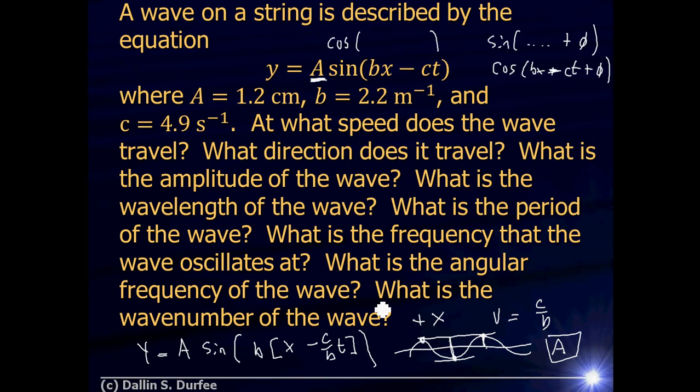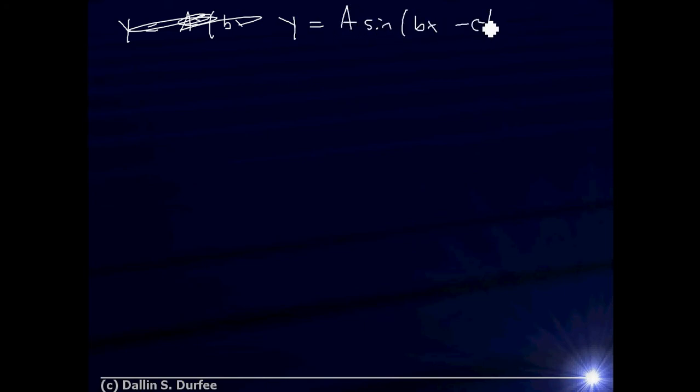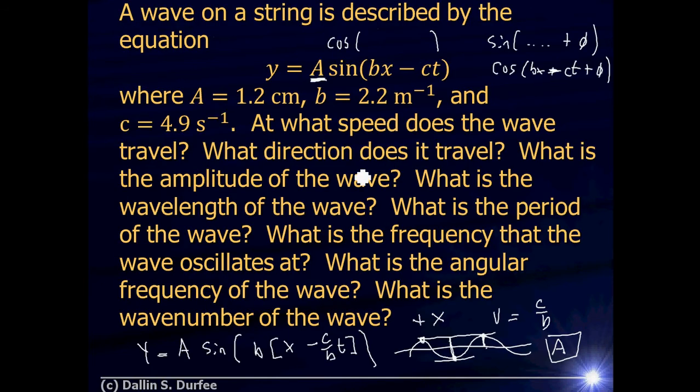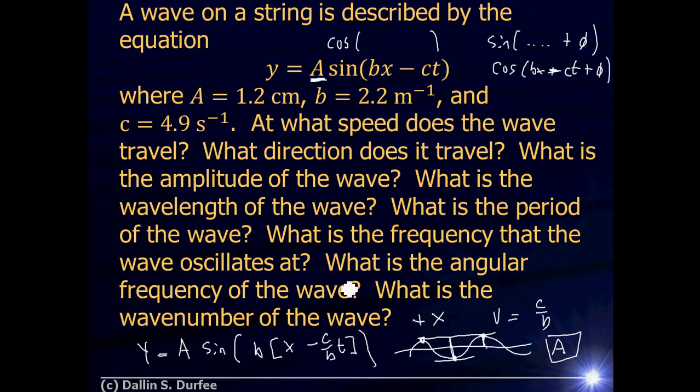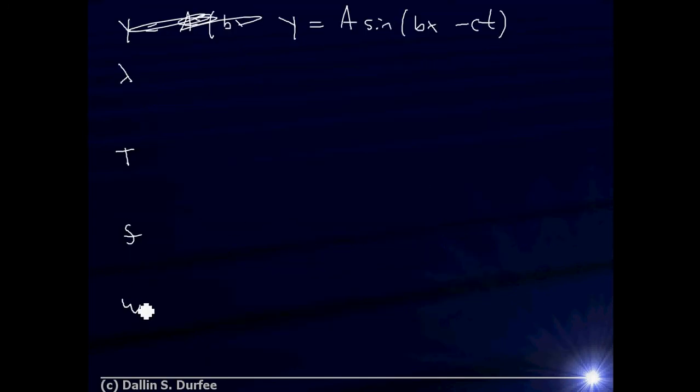All right, now we want to know the wavelength and the period. So our wave, once again, is A times sine of Bx minus Ct. Did I get that right? Okay, so we've got the amplitude. We want wavelength, period, frequency, and then we want to know angular frequency and wave number. So, angular frequency and wave number. All right, well, what is the wavelength?